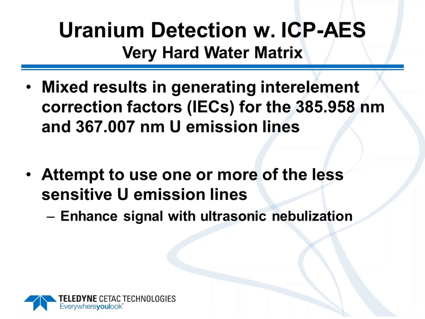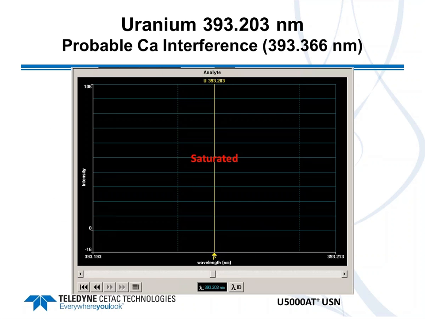So the next step was to attempt to use one or more of the less sensitive uranium emission lines, with the hope that we could enhance the signal with ultrasonic nebulization. The next wavelength we tried, the 393, didn't work out very well. The signal was saturated, and we saw that the probable issue is calcium interference. There is a calcium line, a very strong one, at 393.366, very close to that uranium line, which is swamping out any signal. So then we were down to 2 that were available.